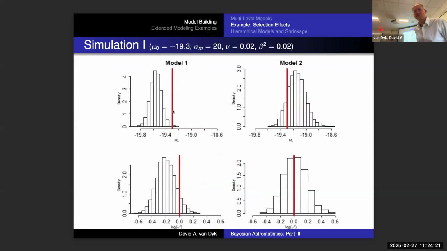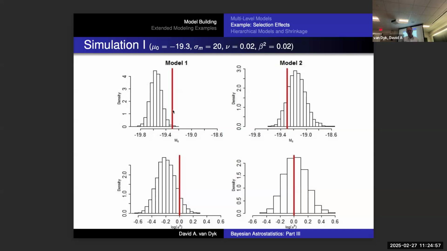In the first case, model 1 is just ignoring selection effects. The red line is the truth. This is the mean, mu0, I guess, is the mean. And log sigma squared is the variance. This is if I just ignore selection effects, and this is if I account for selection effects. Now, in this case, the distributions capture things in both cases, but you can see, generally speaking, I'm going to end up underestimating mu. Now, it's a little hard to say generally speaking, because we only have one instance here.